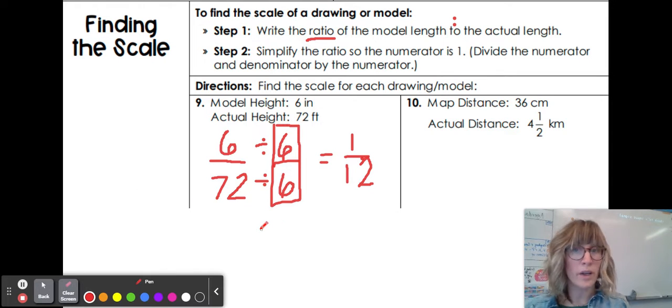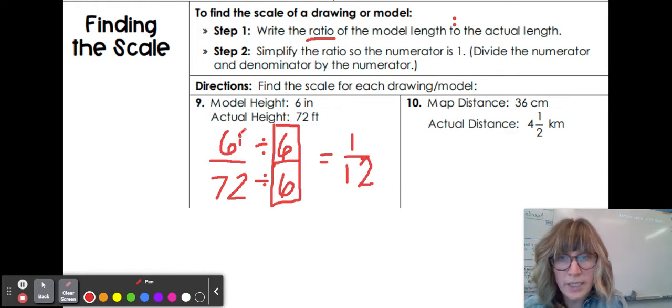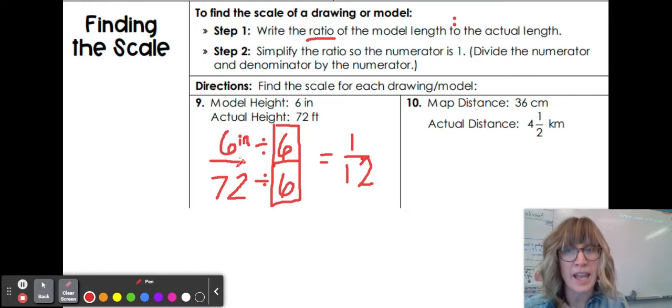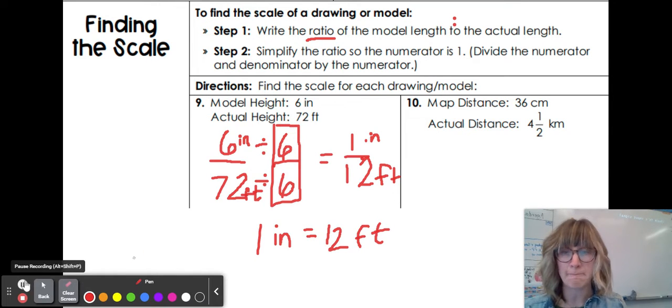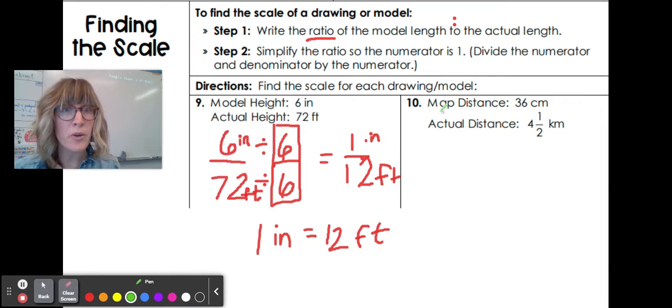So what does this mean? Well, we know that these were really 6 inches in our model height, and these were 72 feet in our actual height of this object, whatever it was. So our inches became 1 and our feet became 12. So we end up having a scale factor of 1 inch is equivalent, as you size it up or size it down, to 12 feet. All right, let's try another.